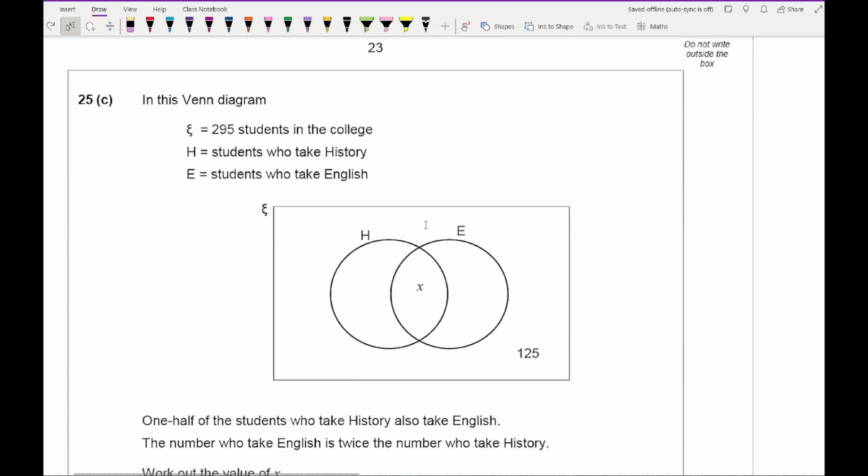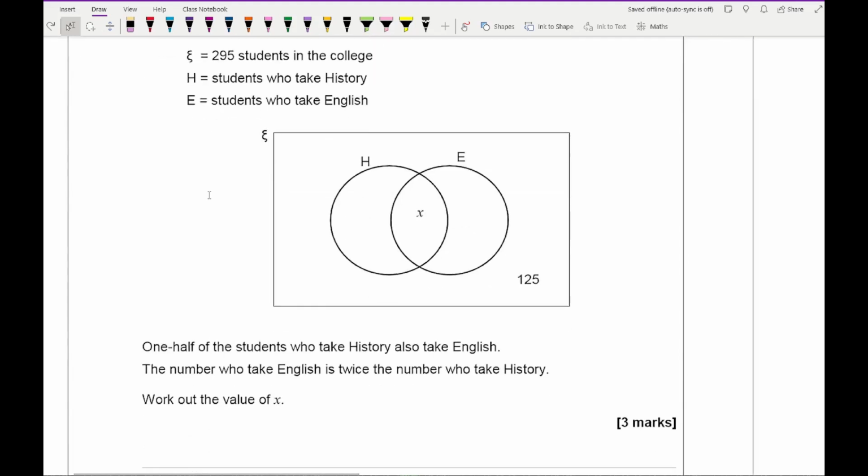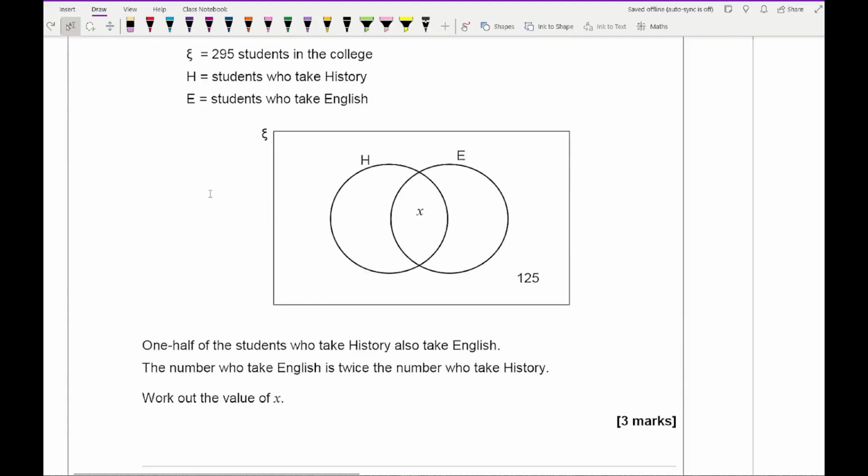Then for 25C, it says in this Venn diagram, we've got again 295 students. H represents the students who take history. E represents the students who take English. And it says 1/2 of the students who take history also take English. The number who take English is twice the number who take history. So for this, understanding what this means, well, we know that 1/2 of the students who take history also take English. So if this is x, then this is also going to be x.